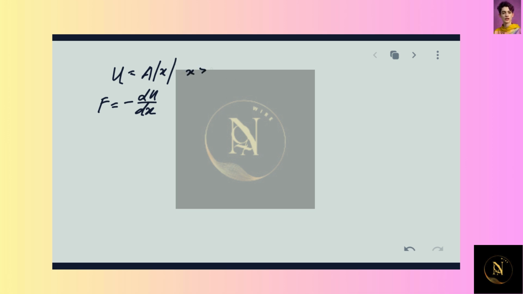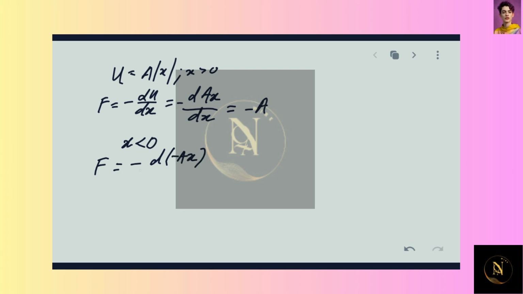Now considering the case where x is positive, this will become negative d(ax)/dx, which is just negative a. But in the case where x is negative, this will be negative d(negative ax)/dx, which should give us positive a.